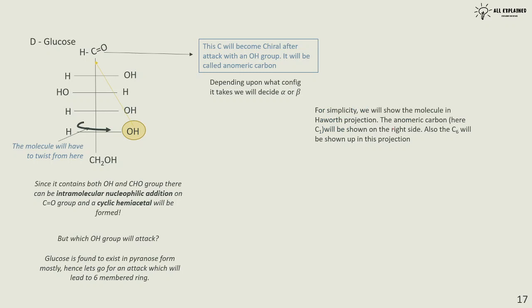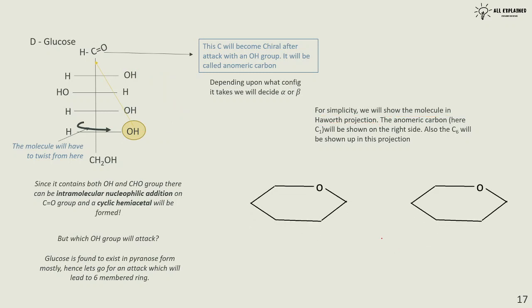Anyway, so for simplicity, we will show the molecule in Haworth projection. It's a kind of projection because when the attack will happen, you can't use Fischer projection now because the molecule will be cyclic, and there is no way to represent Fischer projection in cyclic form. So we will use Haworth projection. What are the ideas behind Haworth projection?